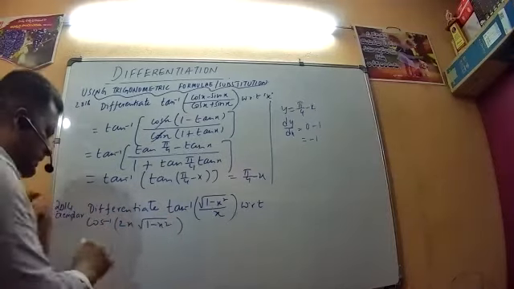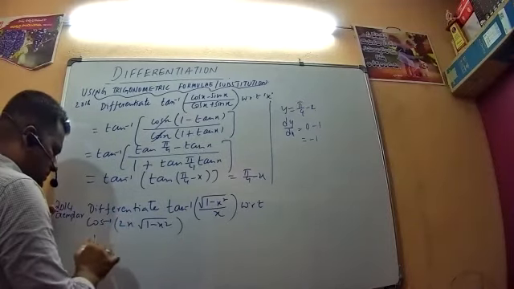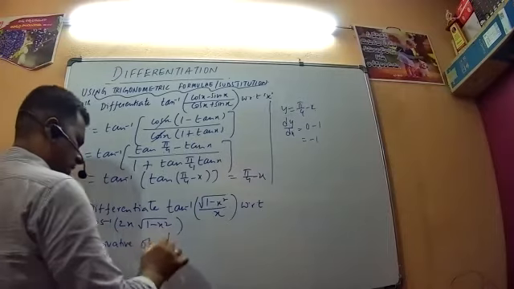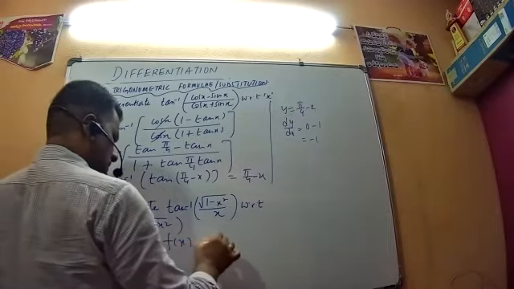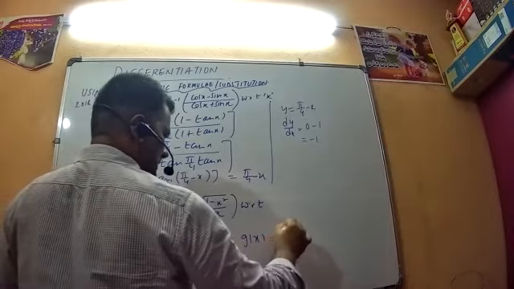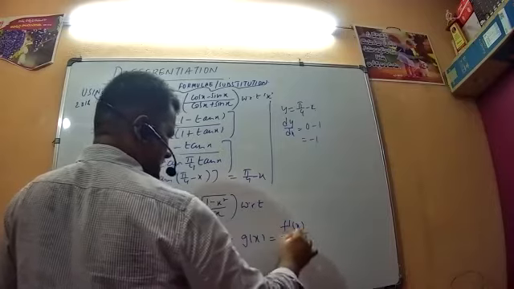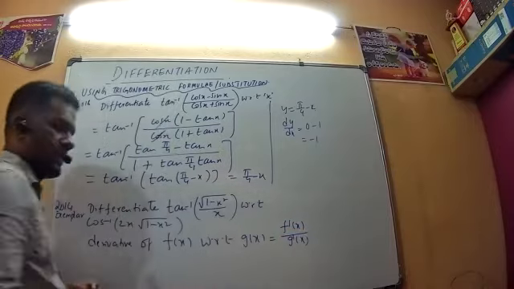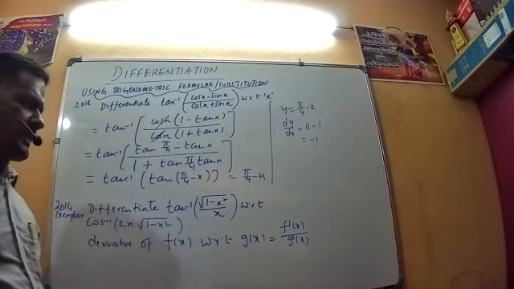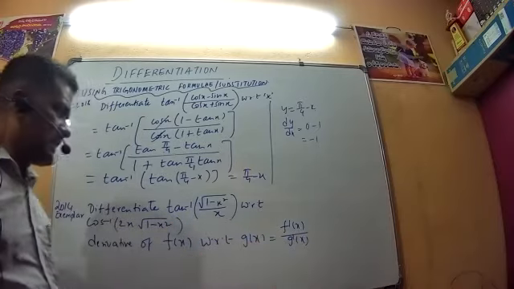Derivative of f of x with respect to g of x is given by f dash x by g dash x. That's it. Here, this is one function f of x, this is g of x, another function, and the derivative is given as f dash x by g dash x.